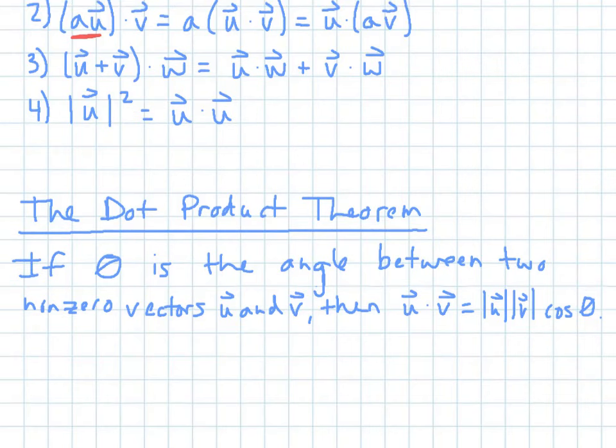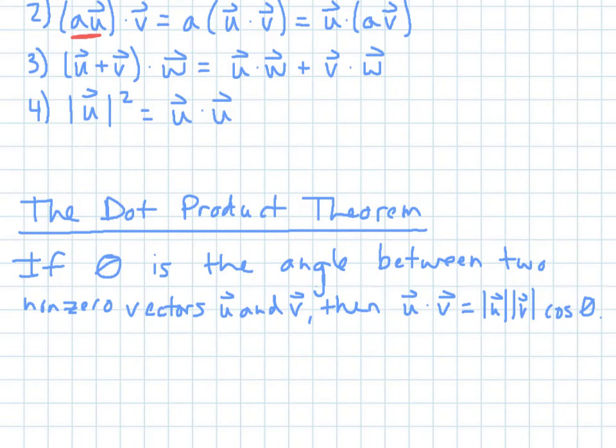Now, the dot product theorem is: if theta is the angle between two non-zero vectors u and v, then the dot product of u and v is equal to the magnitude of u times the magnitude of v times cosine of theta. Okay. Now, in class we'll prove this, so you can see where we come up with it, but this is very important because it gives us a formula that we can actually use to help us find an angle between two vectors.